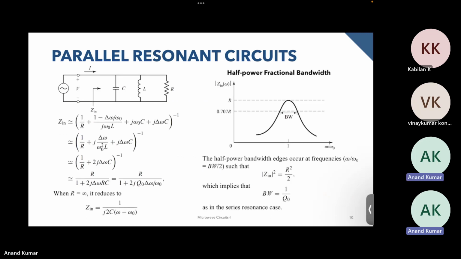And then we plotted the input impedance versus the normalized frequency, and here the plot looks something like this. And here we obtained this bandwidth. The maximum was achieved when Zin was at resonance, where Zin was equal to R, and at R by root two, we got this bandwidth over here, and this bandwidth is equal to the inverse of the quality factor. So this is important. This remains consistent throughout, series or parallel. In both of the cases, this particular formula is the same.